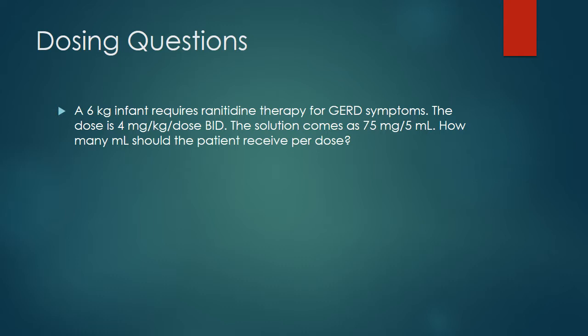So anyway, then my solution is 75 milligrams per 5 mL. So that's how many milligrams per mL? It's going to be 15 milligrams per mL. And so I would just take 24 divided by 15, which is 1.6 mLs, right? So I would do 1.6 mLs for that patient and give that to him twice a day.